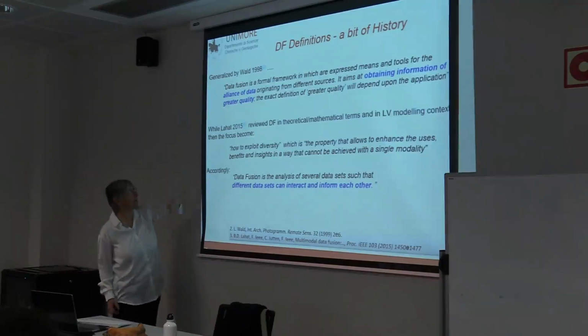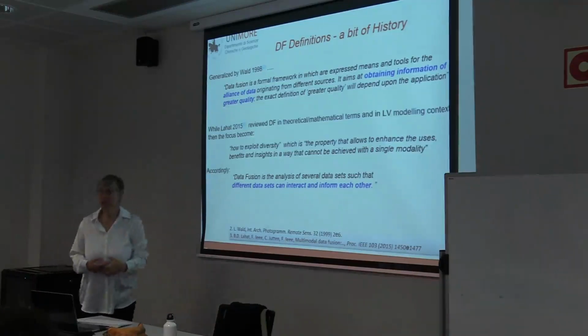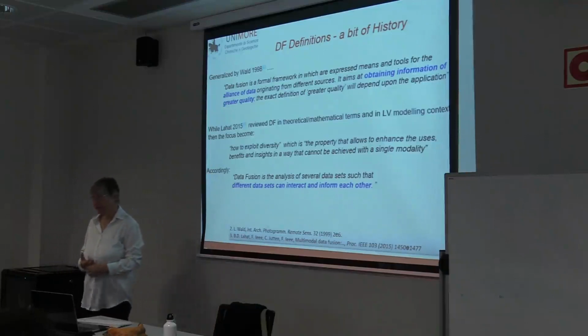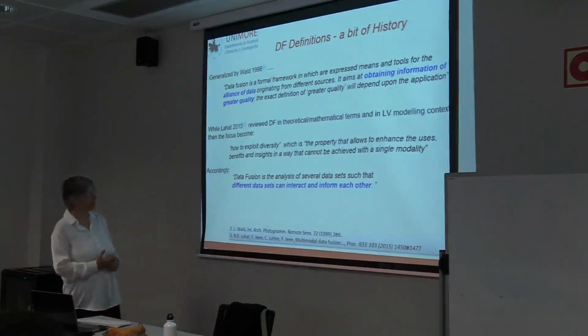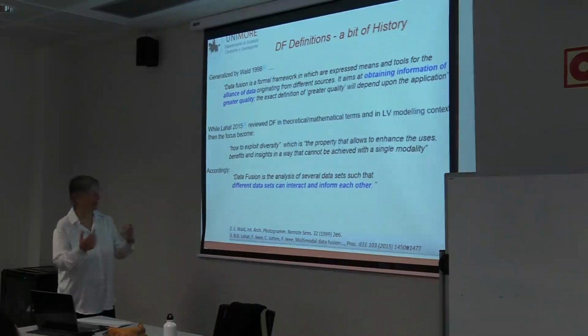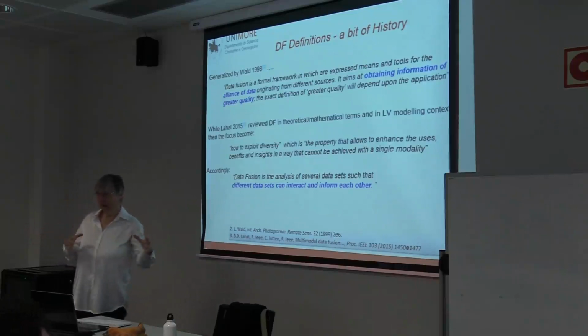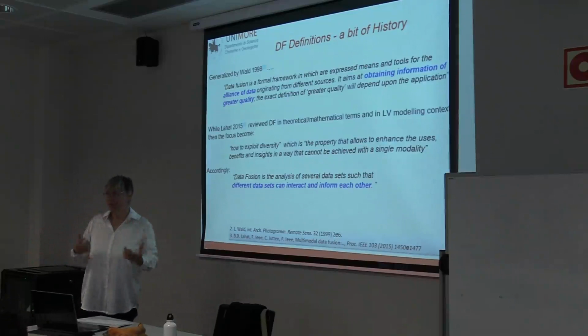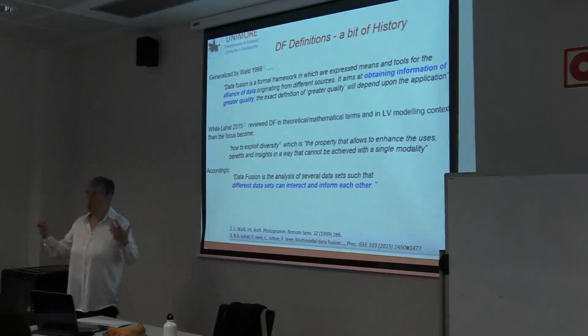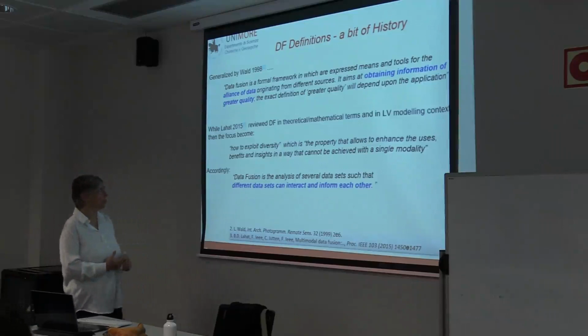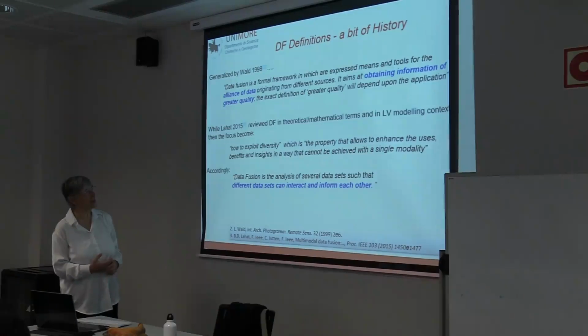Later on, Dana Lahat wrote a very nice review in 2015 about data fusion, and this is more mathematical or theoretical oriented, but it is closer to what we do in chemometrics. So it's closer to the idea of latent variable or principal component and so on. And so it's how to exploit diversity, which is the property that allows to enhance the use, benefit and insight in a way that cannot be achieved with a single modality.